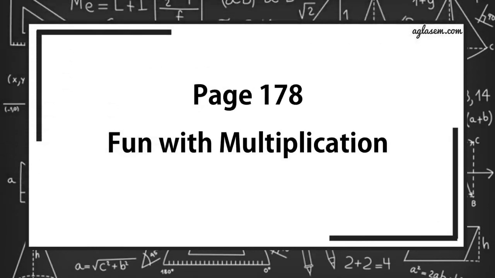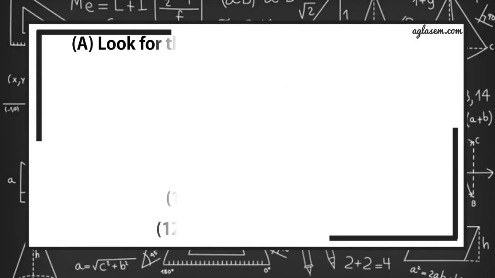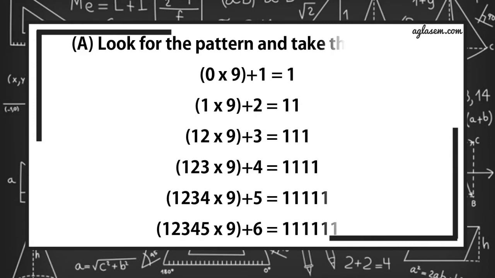Now turn to page number 178. Fun with multiplication. A part says, look for the pattern and take this forward. 0 multiplied by 9 plus 1, that will give you 1. 1 multiplied by 9 plus 2, that will give you 11. 12 multiplied by 9 plus 3, that will give you 111. 123 multiplied by 9 plus 4, that will give you 1111.